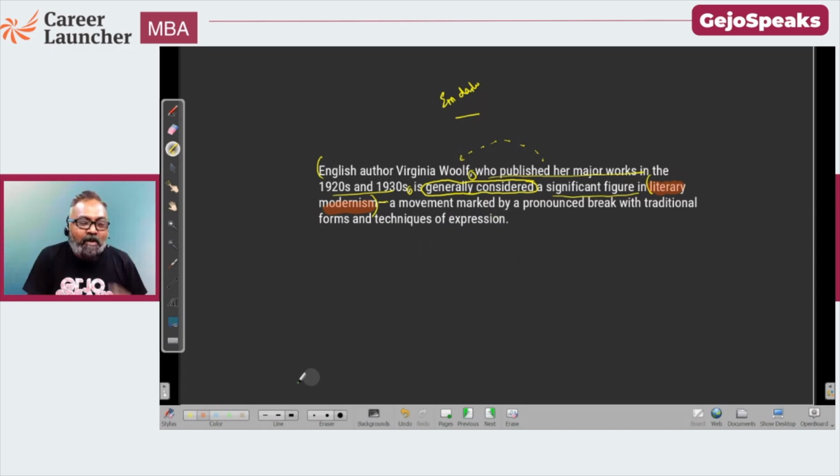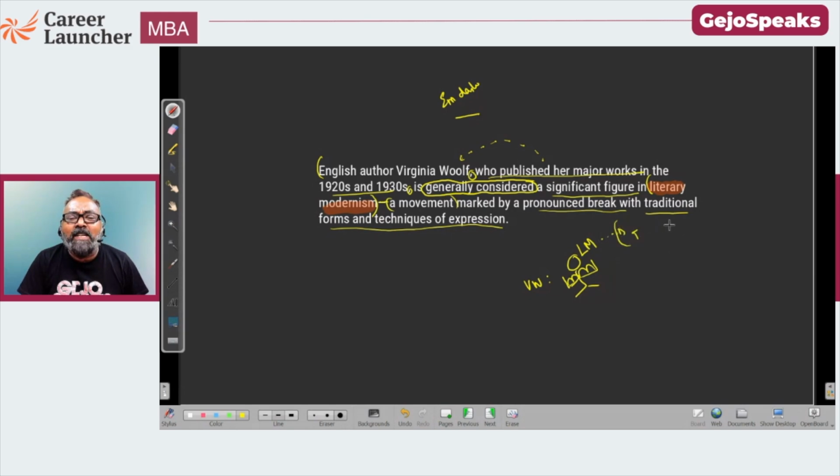It's a movement. Okay, literary modernism is what? It's a movement marked by a pronounced break with traditional forms and techniques of expression. So it breaks from the traditional forms and techniques. Virginia Woolf is a significant figure in that movement. So all I'm saying is that Virginia Woolf is a significant figure in literary modernism. It's like a traditional form of expression, and it's a break from that. So that's what it is.